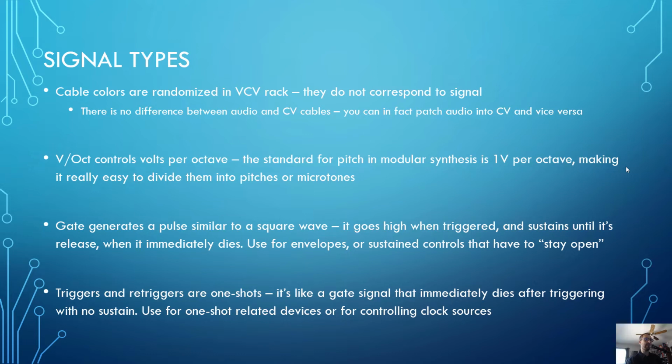This is very useful for envelopes in particular, or anything that you are trying to control that has to stay open. Triggers and retriggers are similar to gates, but they're one shots. It's a blip. You hit it and the signal goes to its maximum value, then immediately goes down. There is no sustain. So this is really useful as a clock source, or for triggering events that happen and die away on their own.